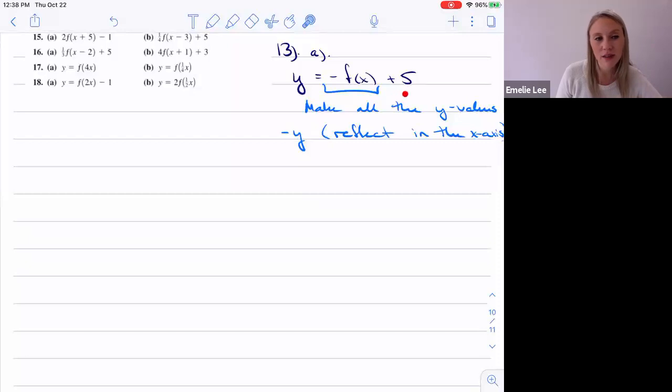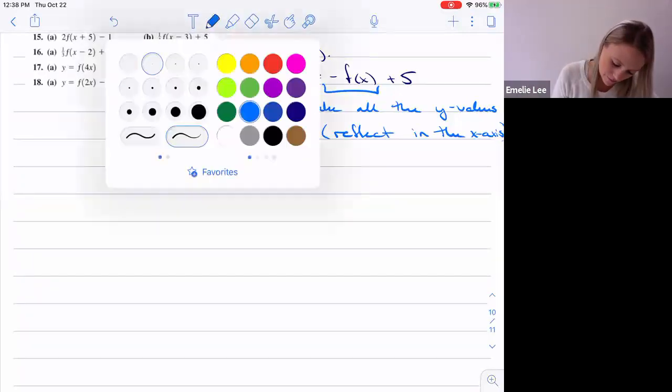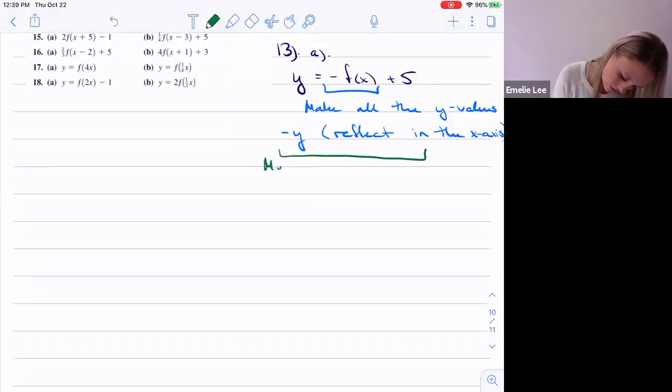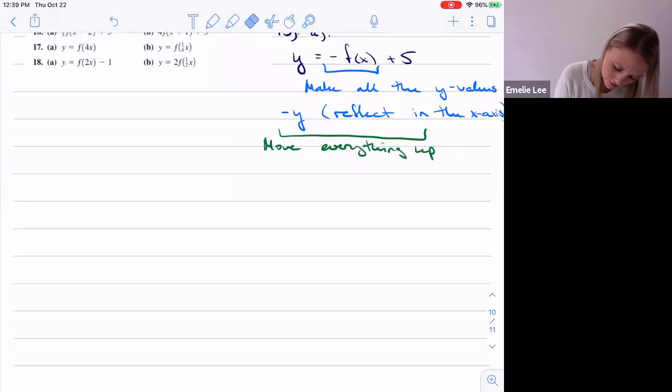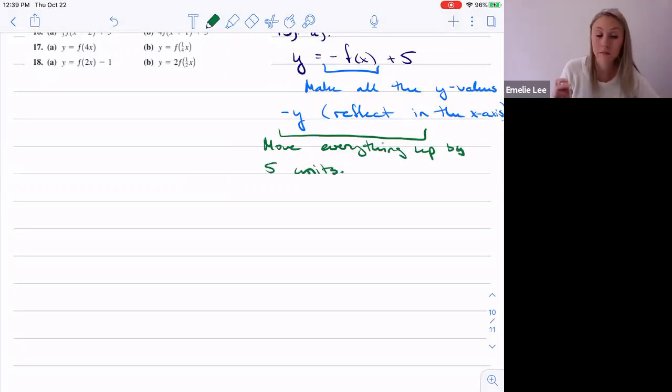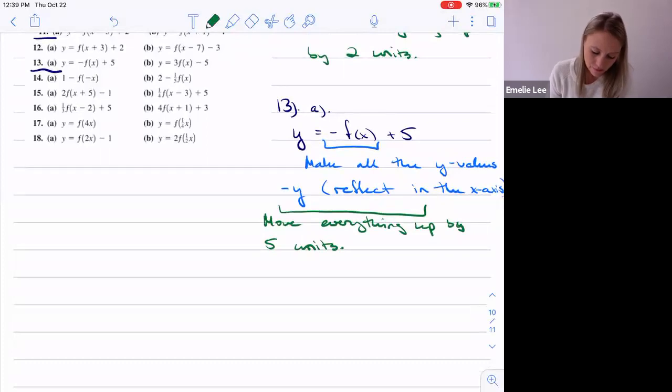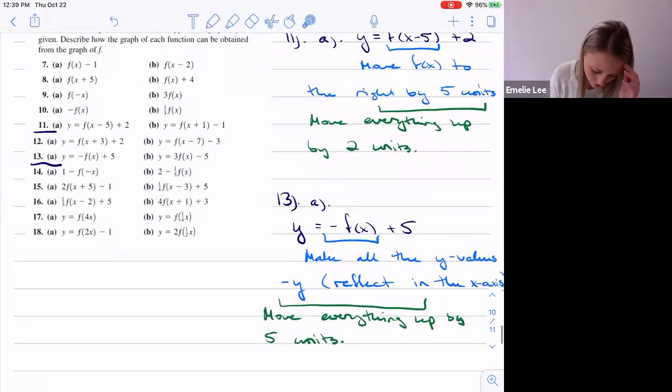Then once I've reflected, I need to move things up by 5 units. Move everything up by 5 units. So that's a reflection in the x-axis. Let's just point out one that would have a reflection in the y-axis here, negative x. But I'm not going to do that one. I want to do one that's a little bit harder. Let's look at 16a.